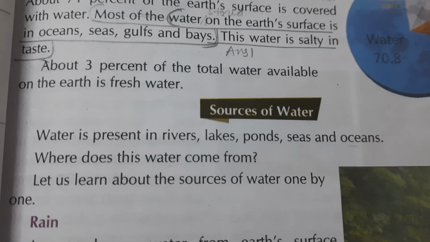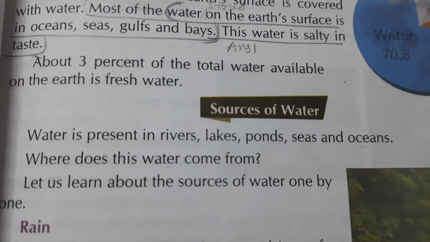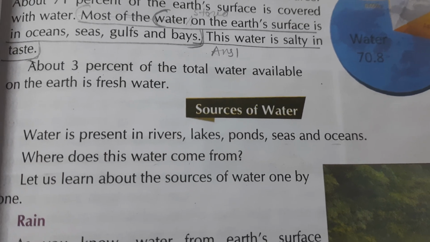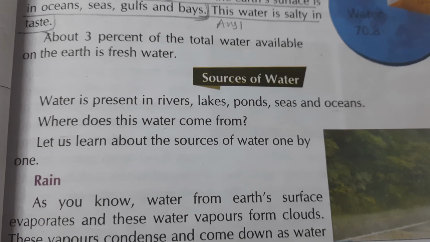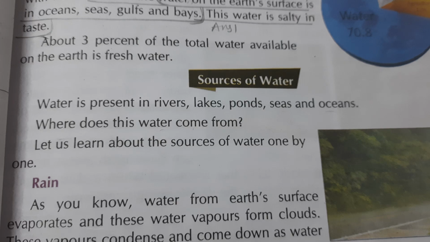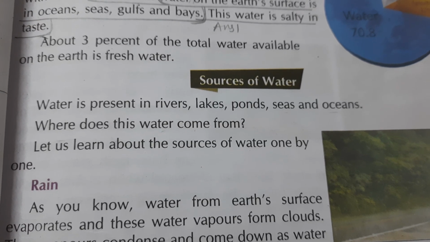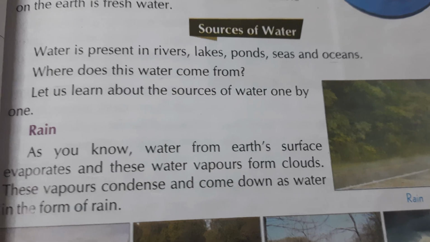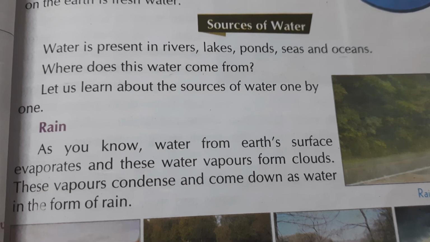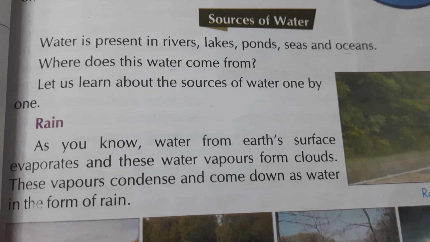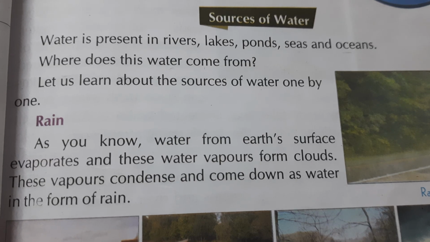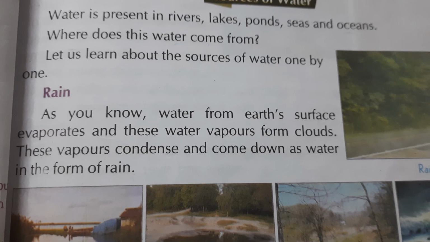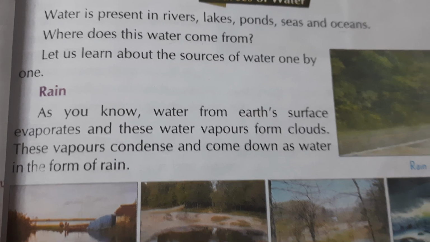Now we are going to read about sources of water. Water is present in rivers, lakes, ponds, seas, and oceans. Where does this water come from? Let us learn about the sources of water one by one. The first source is rain. As you know, water from the Earth's surface evaporates and rises to form clouds. These clouds condense and come down as water in the form of rain.